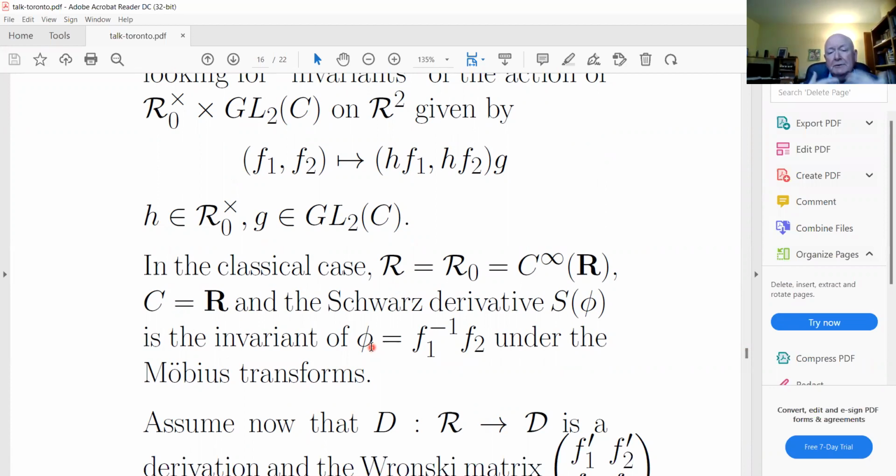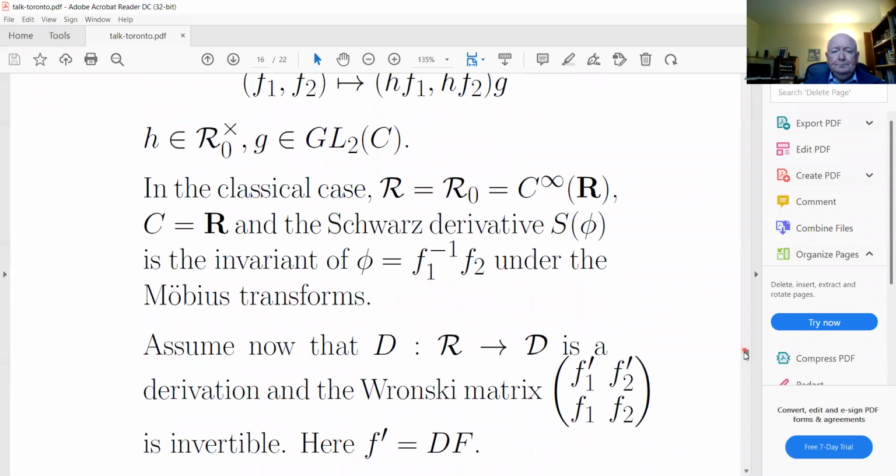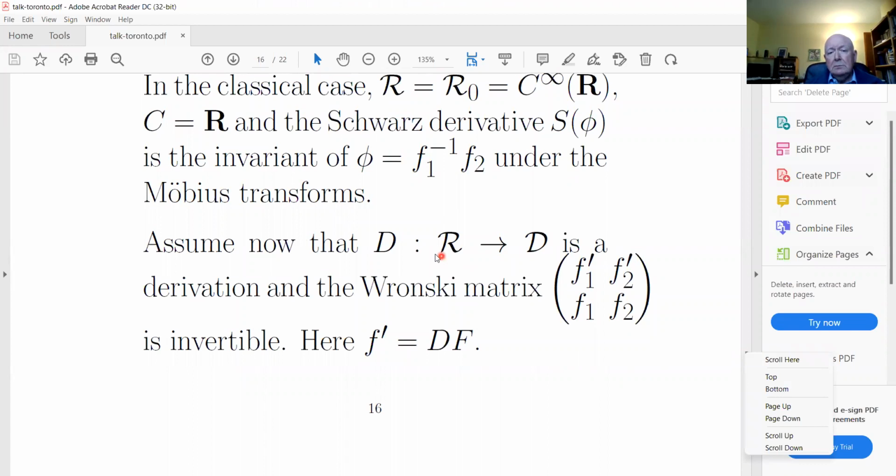Okay, now let me try to discuss a non-commutative version. We try to imitate the classical construction of the Schwarz invariant by using differential equations. Let me suppose that D is a derivation, so this satisfies the Leibniz rule. Then I can define the Wronski matrix, which is written like this. I will write F prime instead of DF.